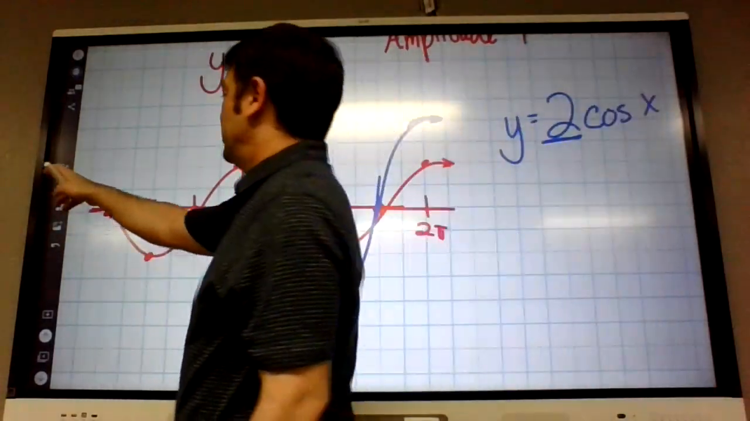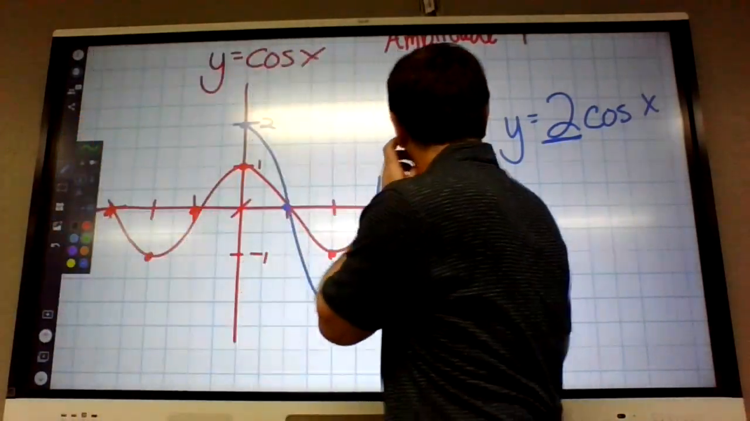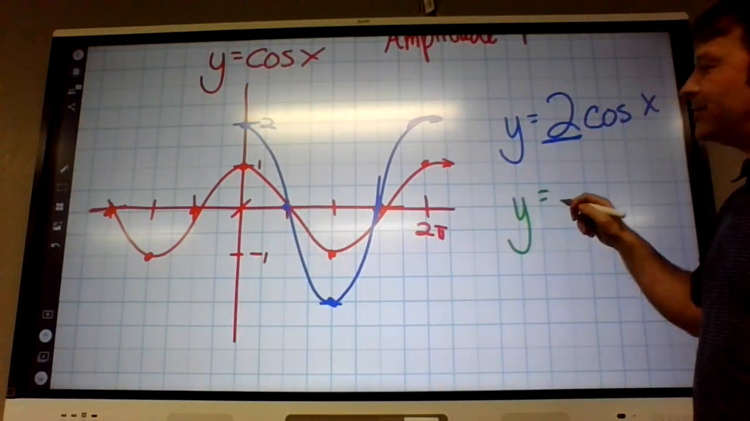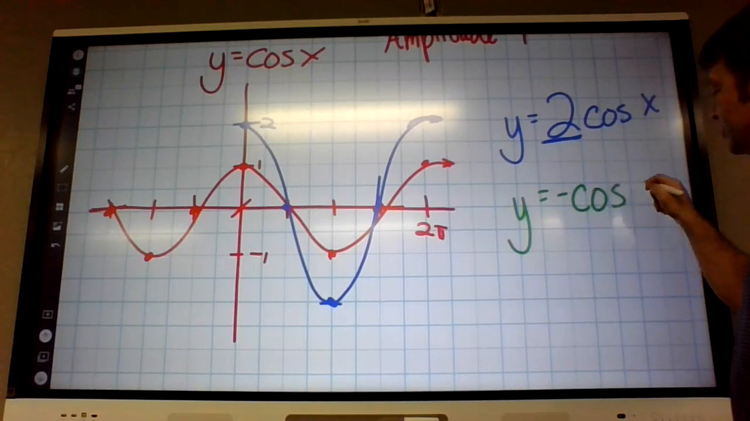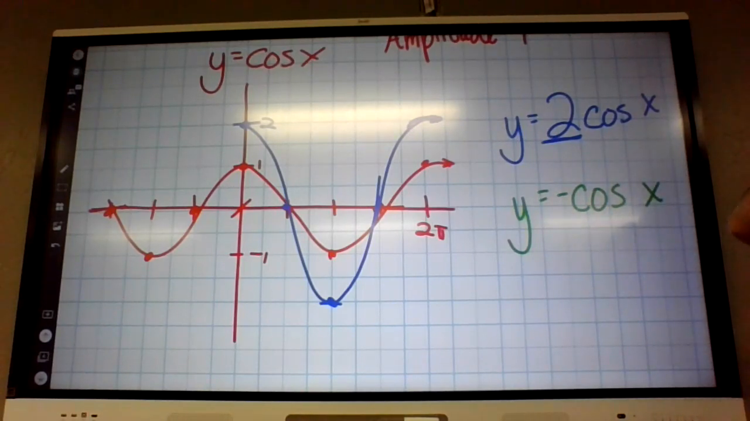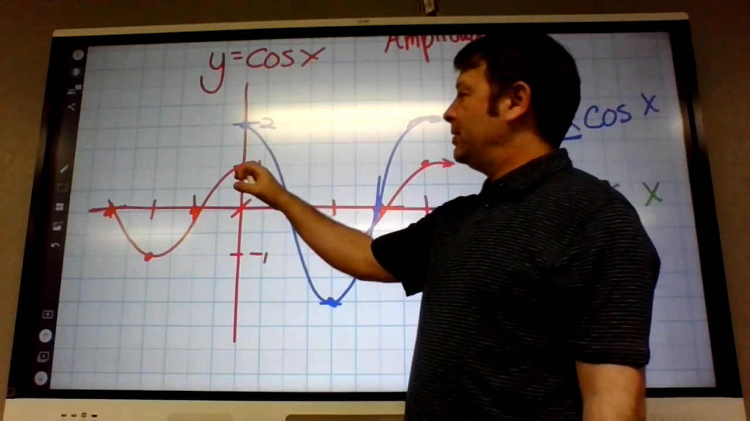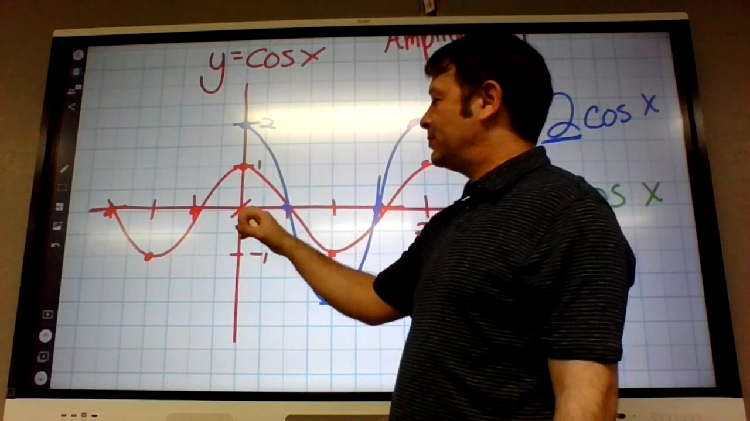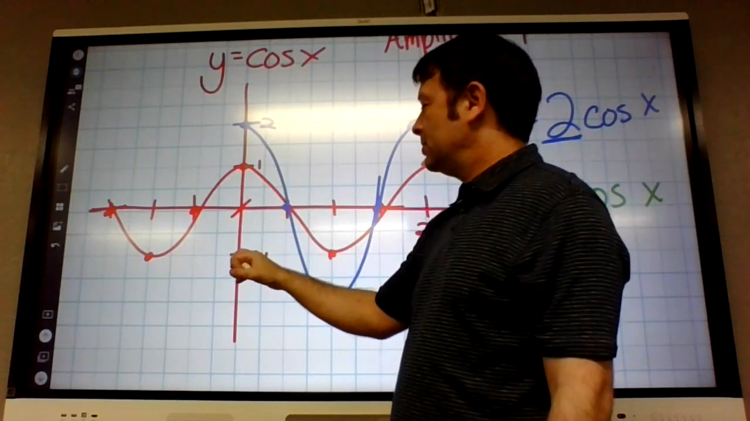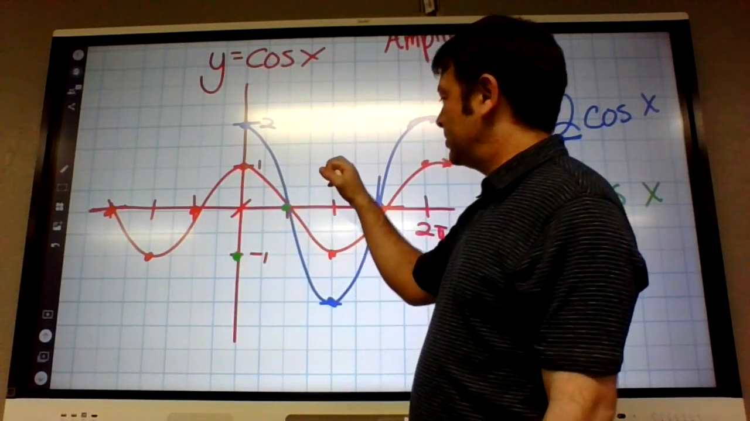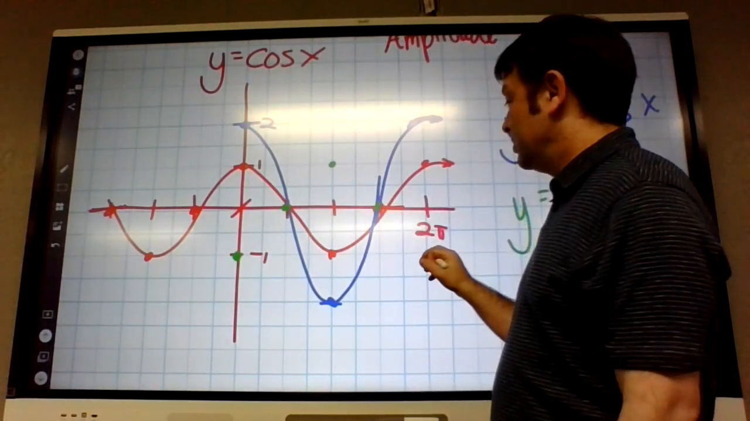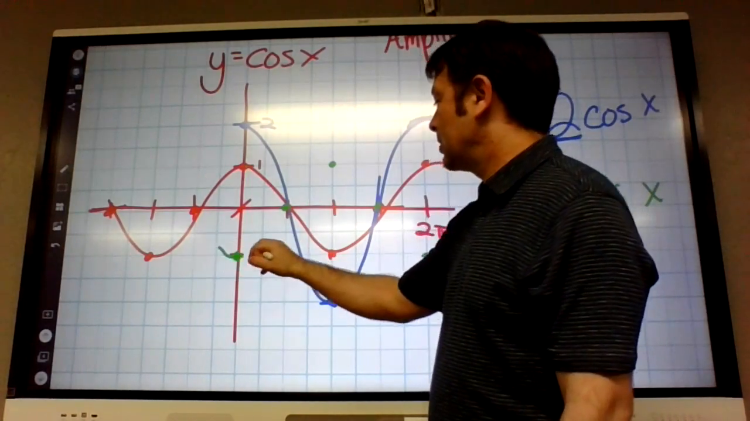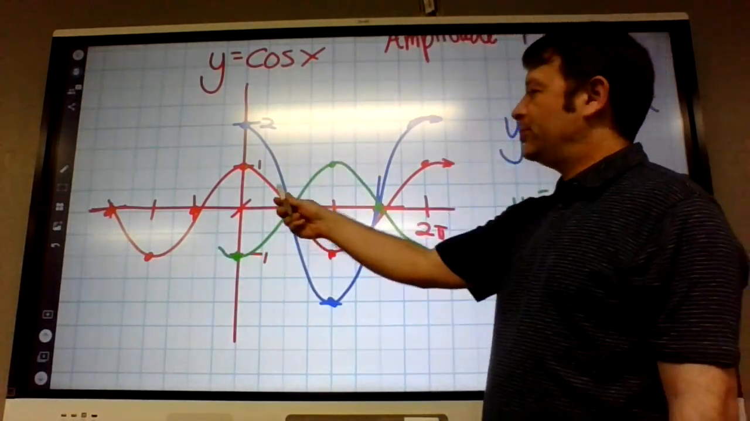Let's do a different color. What do you think will happen? This is kind of just based on other graphs we've done. See if you can guess what will happen if I throw a negative out there. Upside down. Yeah. So instead of being up at +1, it'd be at -1 right here. The opposite of 0 is still 0. Instead of being at -1 right here, it'd be up. It's just upside down. So red was the original.